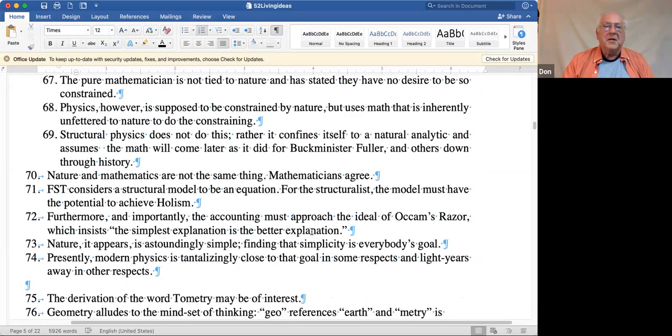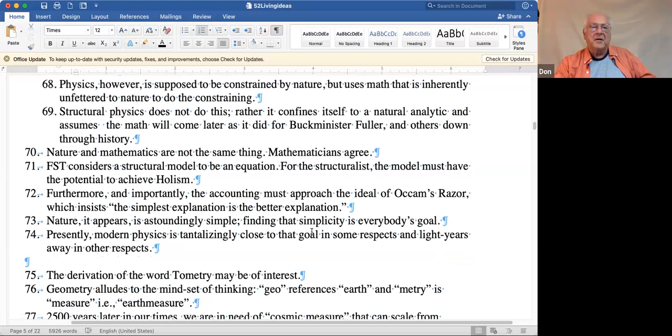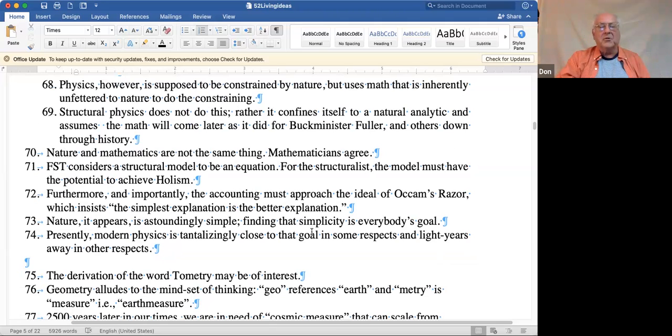Structural physics does not do this. Rather, it confines itself to a natural analytic and assumes the math will come later, as it did with Buckminster Fuller and others down through history. Pure nature and mathematics are not the same thing, and mathematicians agree. Field structure theory considers a structural model to be an equation. For the structuralist, the model must have the potential to achieve holism.